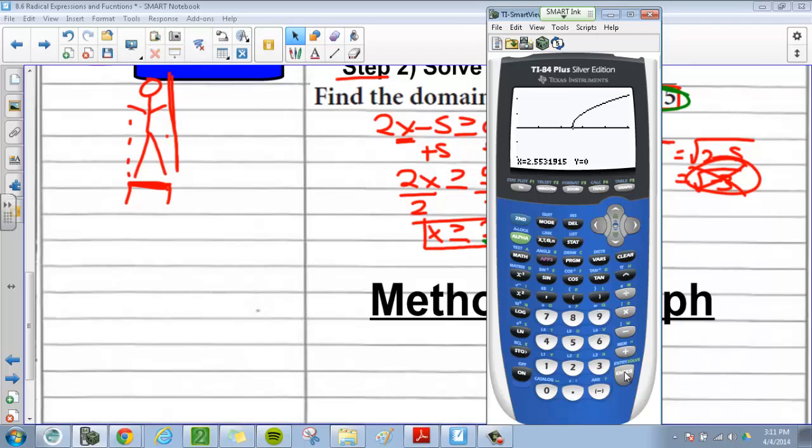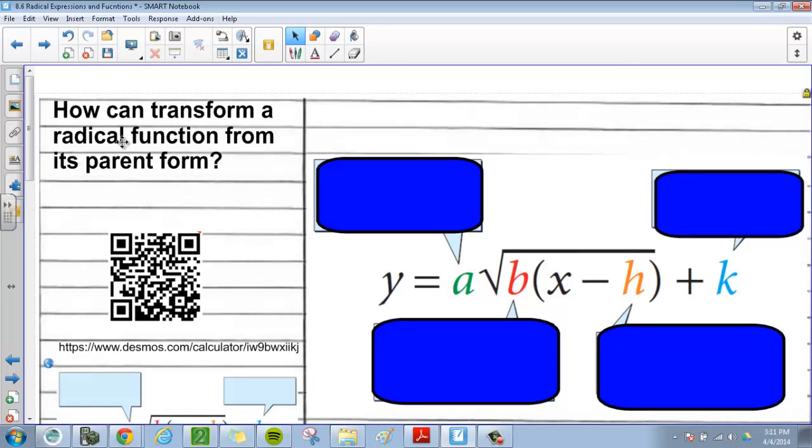And we will be moving on to solving some of these radical functions very soon. I think that's in the next video. Maybe not. We'll see. What is it? What are we doing? Oh, transformations.